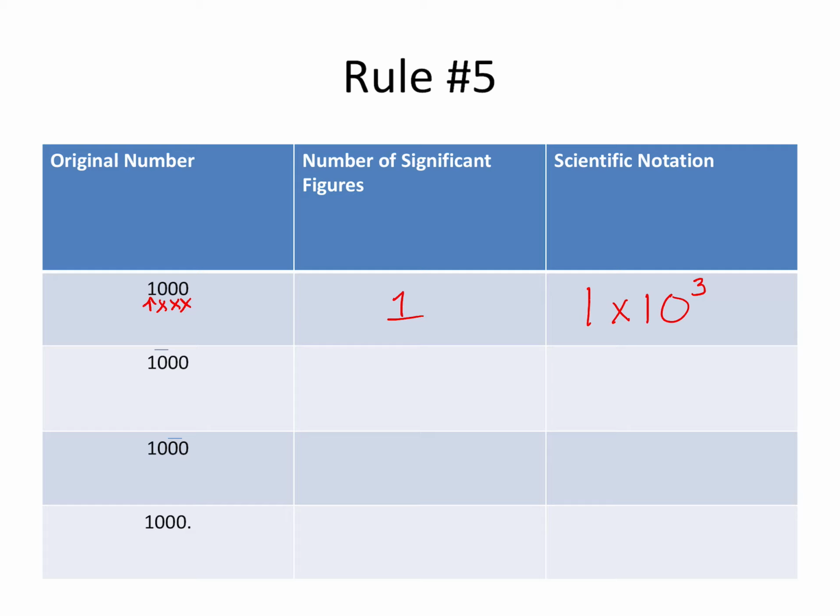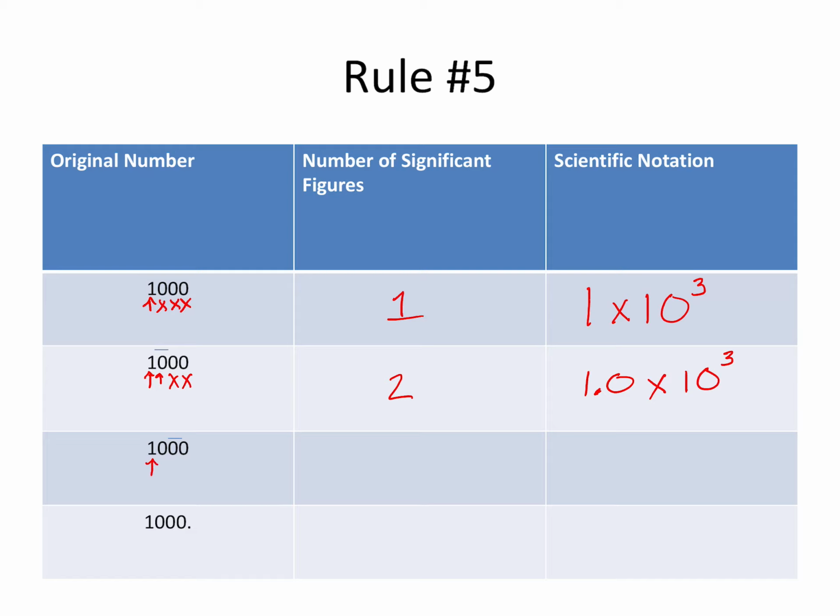The second one, there's a bar on top of this first 0, so that means that the 1 is automatic, but everything up until the 0 with the bar on it is significant. Everything after is a placeholder. So this one has 2 significant digits. And so my answer would have to include that 0. So this would be 1.0 times 10 to the 3rd.